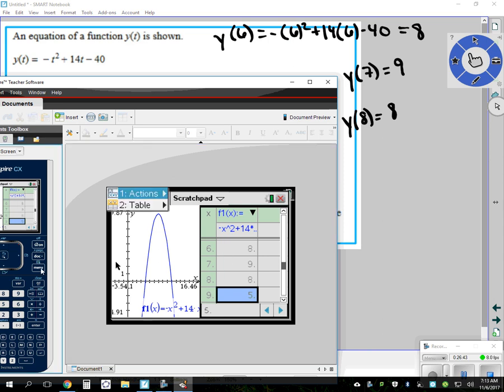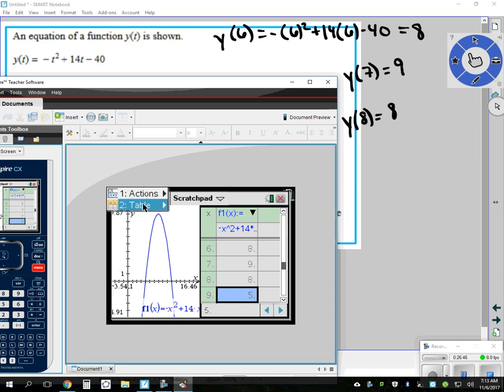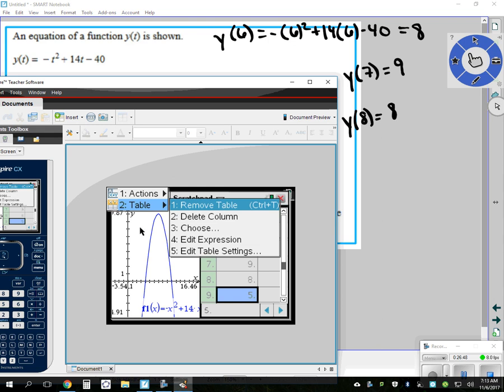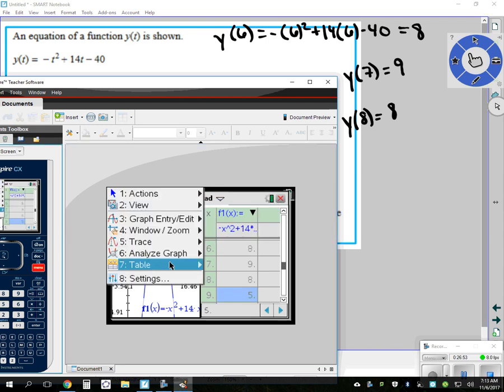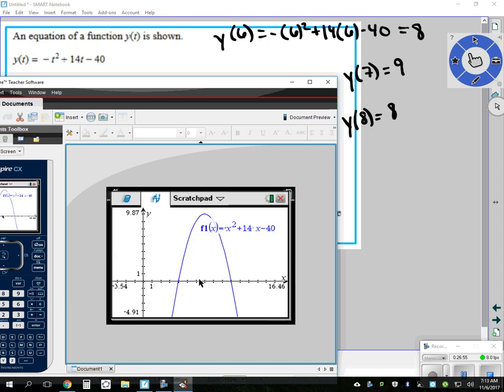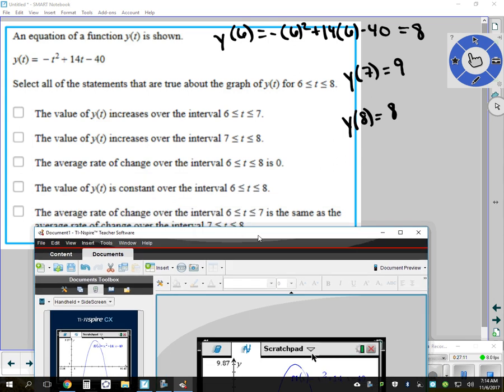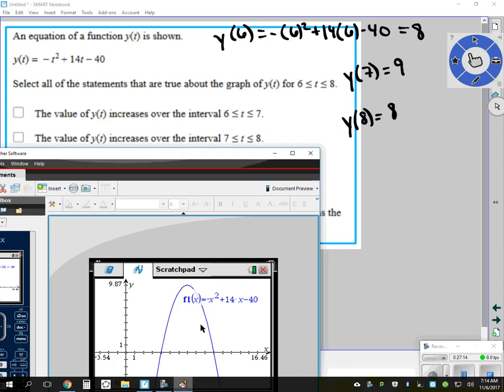If you want the table to go away, menu, table, remove table, or if you're on this part of it, menu, table, remove table. Okay, so there are 2 different ways you could find those values. You could pull them right off of your graph if you can read them. For me, I felt like it was a little difficult. You could calculate them the way we did in the last section, or you could read them right off the table. Okay, all right, so now that we have all of this stuff, let's figure out which answers are correct.